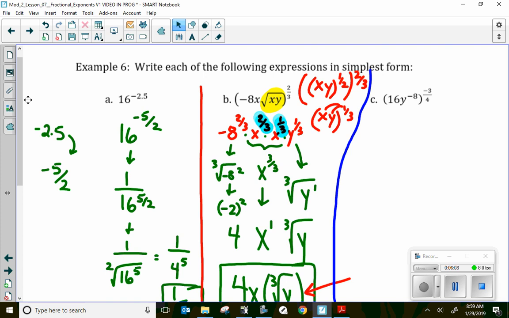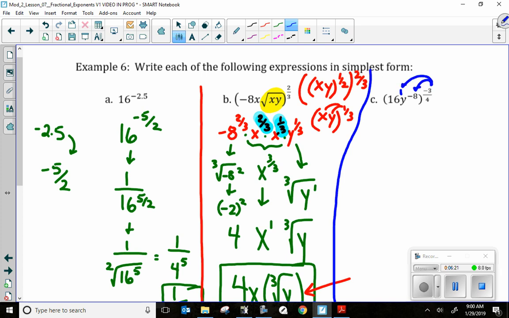All right. C, we have 16y to the -8th, all of it raised to the -3/4. So my -3/4 is going to apply to everything in here, and 16 is to the power of 1. So I'm going to multiply. Okay, so I've got 16 to the -3/4, because 1 times -3/4 is -3/4.